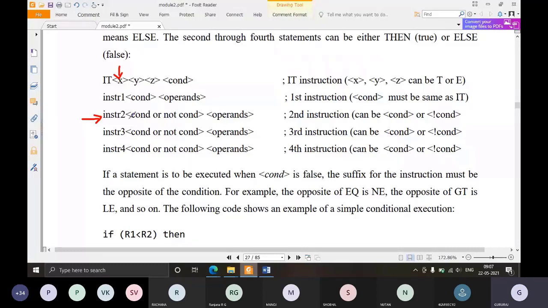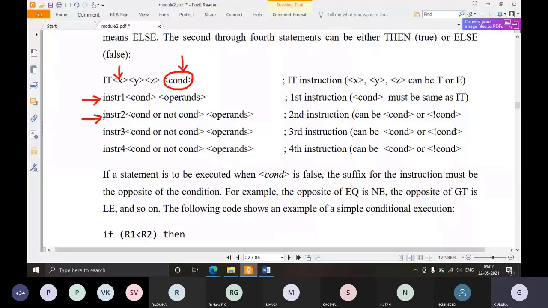See, by default, instruction 1 will be executed only if the condition for the IT instruction is true. Always remember, instruction 1 will be executed only if the condition for IT is true. That is by default. X will tell you when instruction 2 should execute, that is, when the condition for the IT instruction is true or when it is false. So X always tells you when instruction 2 should be executed.